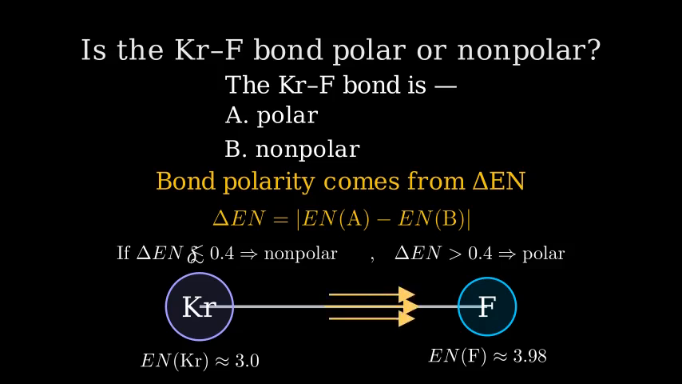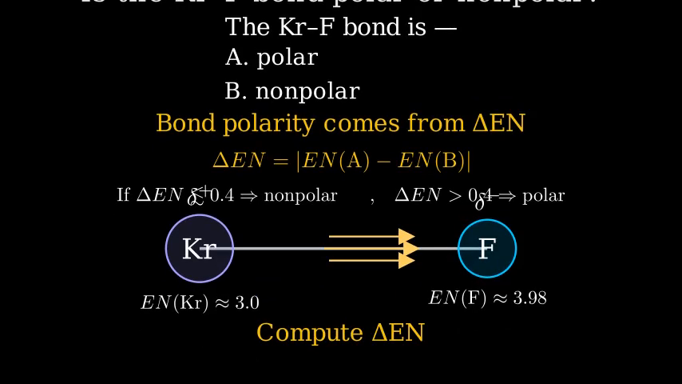Fluorine is the most electronegative element, about 3.98 on the Pauling scale. Krypton, a noble gas, is much lower or sometimes listed as undefined, but commonly taken as about 3.0 in data tables. So fluorine pulls electron density toward itself in a Kr-F bond. Let us calculate delta En explicitly.